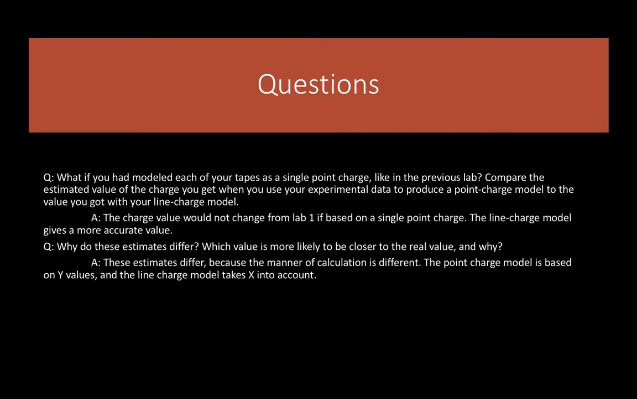Which value is more likely to be closer to the real value, and why? The estimates differ because the manner of overall calculation is different. The point charge model really just looks at y values, but the line charge model takes the x values into account, and that's more of a real world scenario, because our world is not just y values. We're not just all going up, up, up, that's just not realistic.